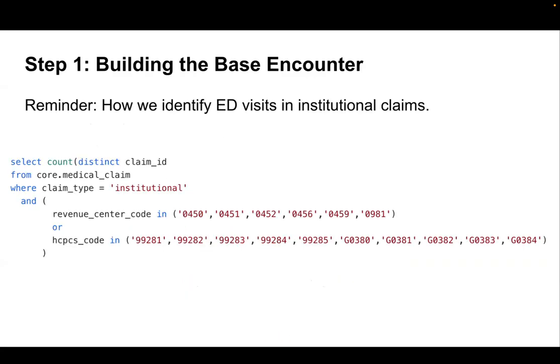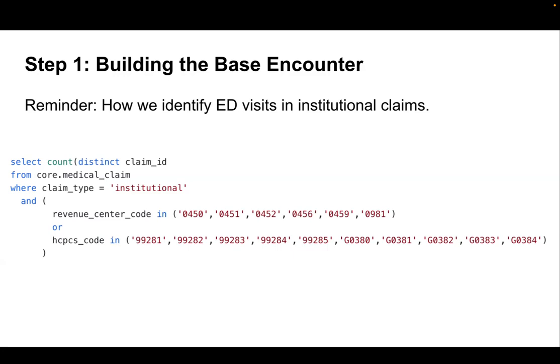So just a reminder before we see how all this gets merged up, and we look at some statistics. Back to part one, this is how we decided to identify ED visits in institutional claims. There were two key parts here: the revenue center code portion and the HCPCS code portion. Really, only the revenue center code portion mattered.